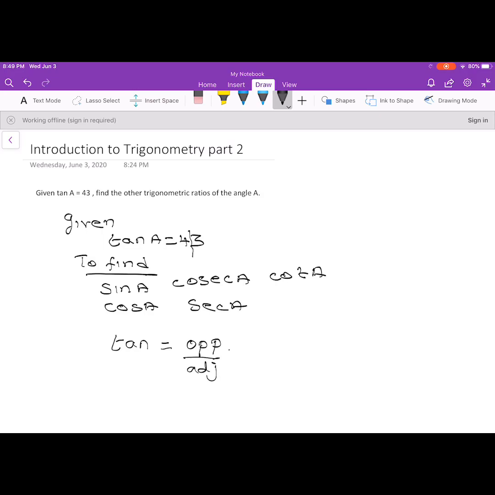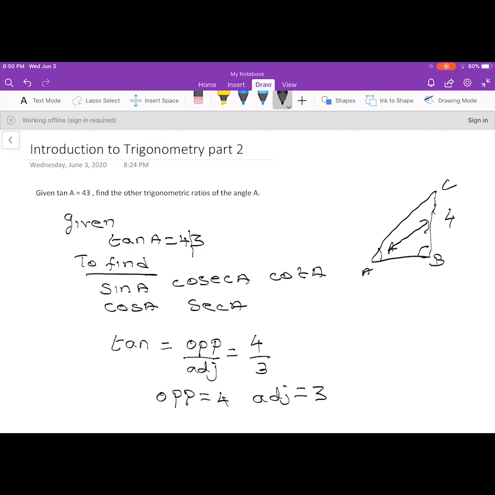What is given for opposite by adjacent? 4 by 3. So our opposite is 4 and our adjacent is 3. What is missing? Hypotenuse. We have to find out the hypotenuse. For finding the hypotenuse, consider a right angled triangle A, this is the angle A, right angled at B. So our opposite to angle A is 4 and our adjacent is 3, and we have to find out the hypotenuse AC.